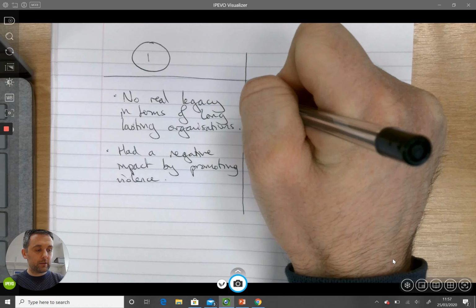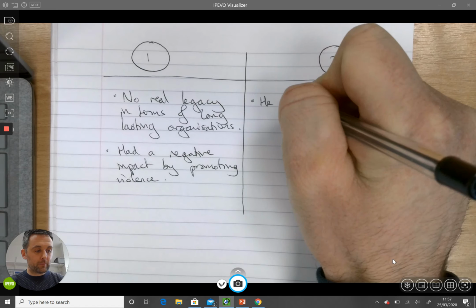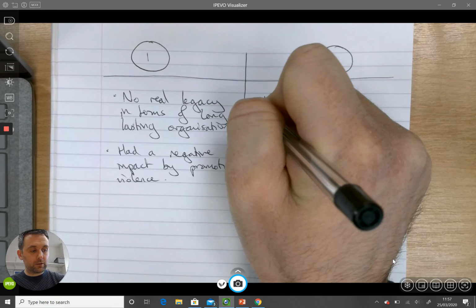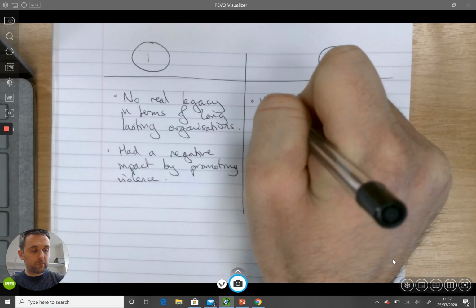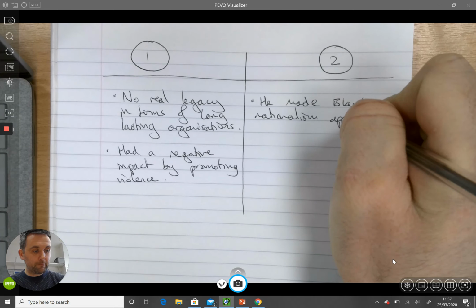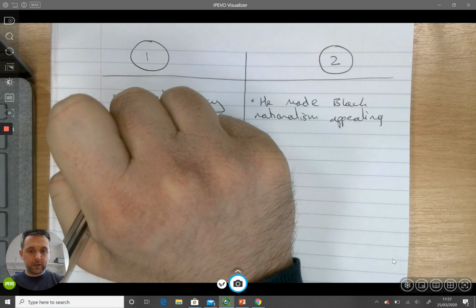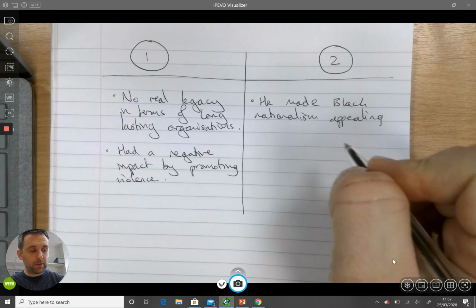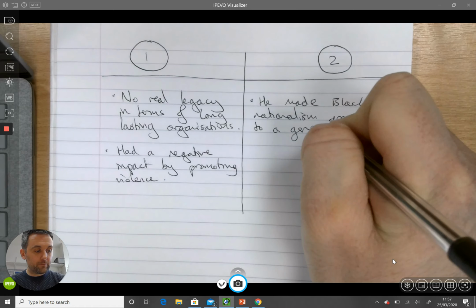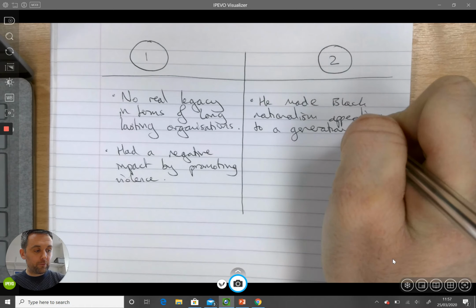So he made black nationalism appealing. You can see the state of my hands here from all this hand washing. Not pretty. Sorry about that. He made black nationalism appealing to a generation of angry young black Americans.